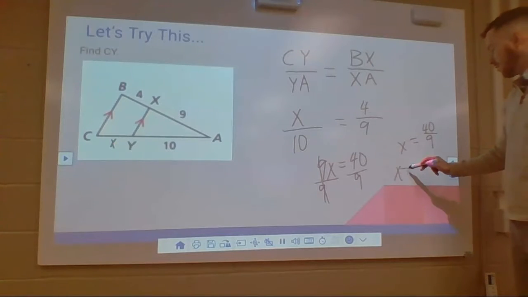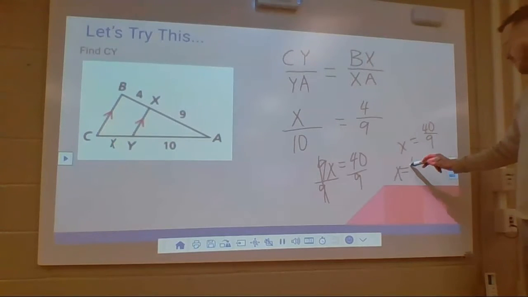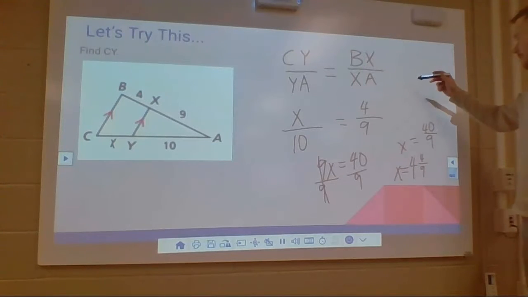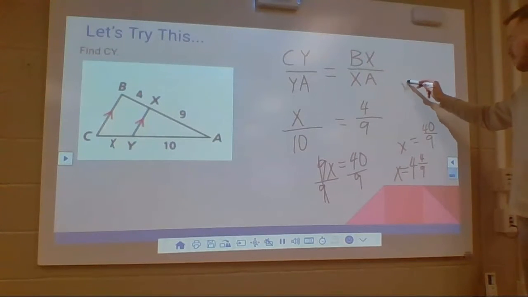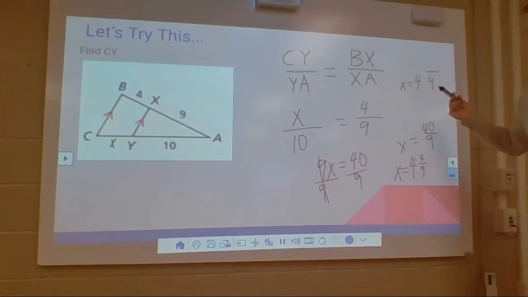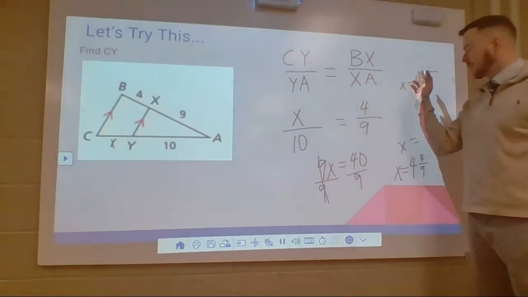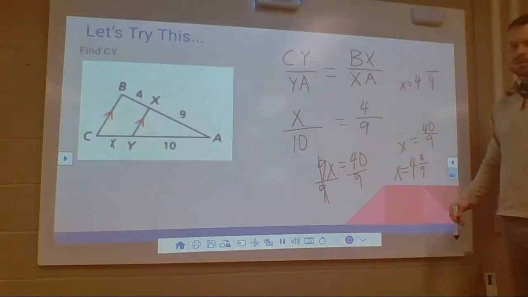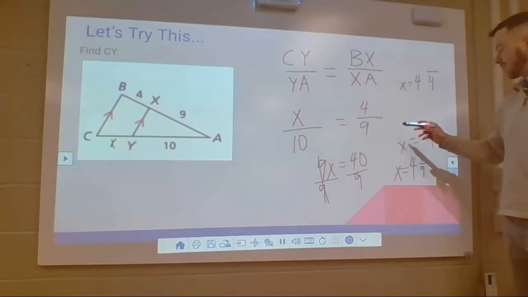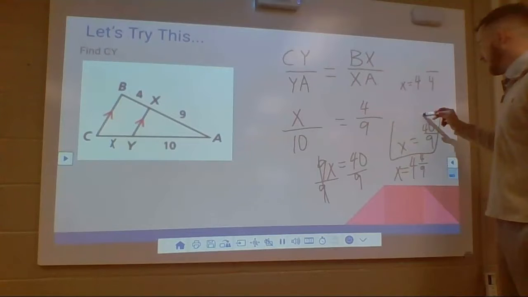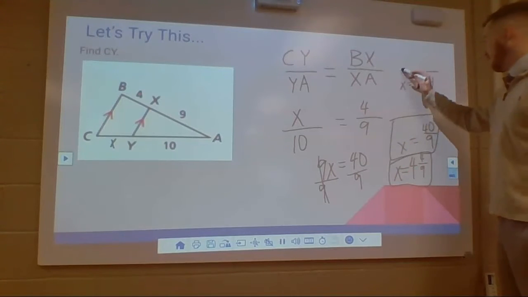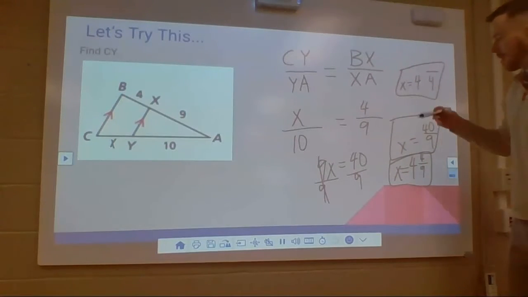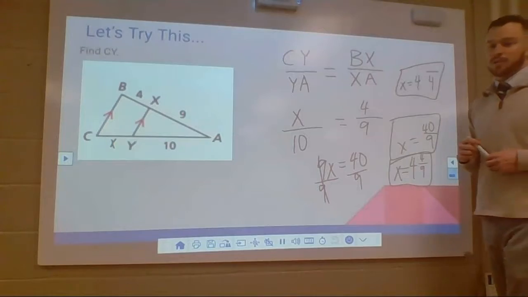You can convert it into a mixed number if you want. That would be 4 and 4/9. Or if you convert it to a decimal, X would equal 4.4 repeating. You could put that in your calculator and you'll see that the 4 is going to repeat. All those are fine ways of representing that answer, what X equals. You know, we can just box any of those answers. All of them are fine. So that's an example of the triangle proportionality theorem.